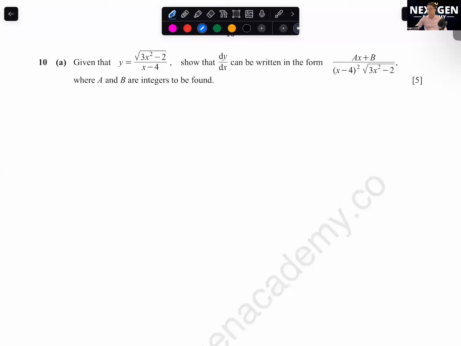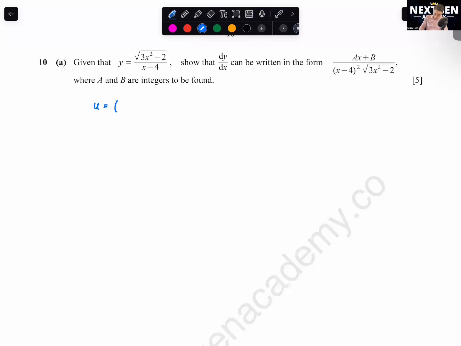All right, question 10A, they give us y equals to this equation. Show that dy over dx can be written into this form. This is a 5-mark question. This question here is a quotient rule with a square root. It's a very common question that they will ask you all to simplify into like this. If you look into your textbook, this was one of the examples. So I want you all to take note. A quotient rule with a square root. A square root means a power 1/2. How to simplify it? Okay, let's see.